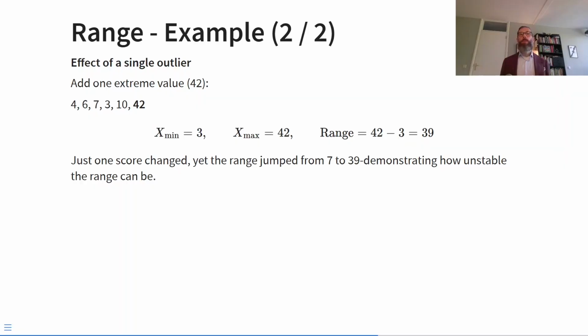Now let's add a single outlier to the dataset. Let's say we add to this dataset the extreme value 42. Now our x max has jumped from 10 to 42 and our range has jumped from 7 to 42 minus 3 is 39. You see that the entire range just jumped, which illustrates how unstable the range is if there are outliers in your dataset.